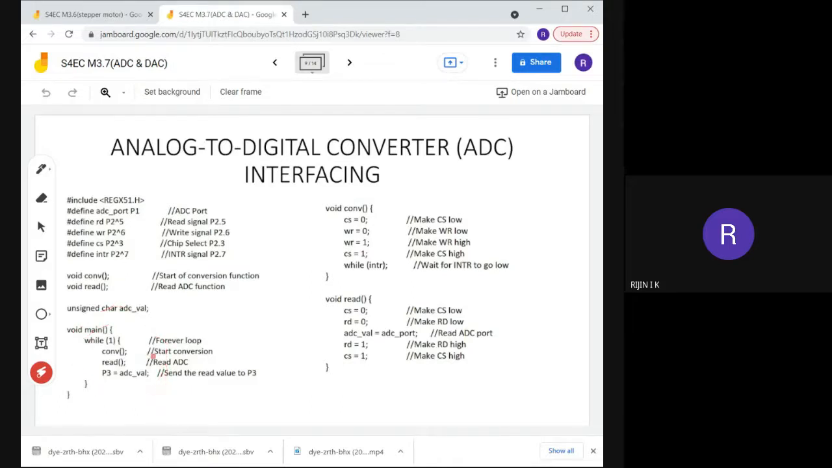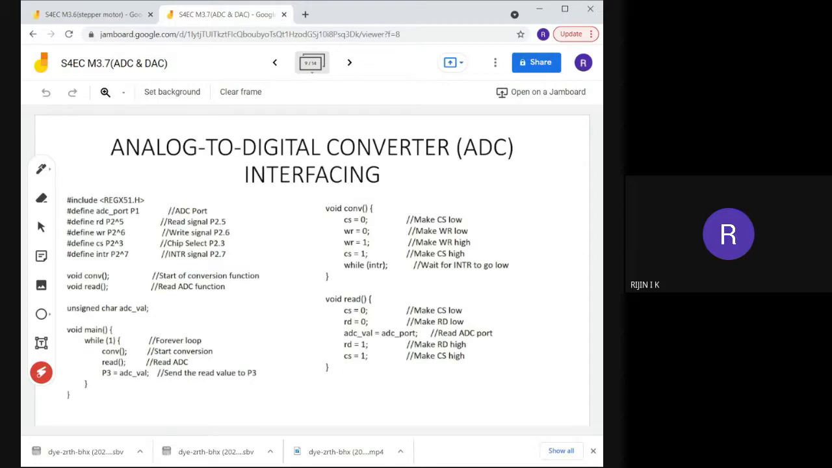First we will call the start conversion function, that means CONV. So this is the start conversion function. What we have to do, first we have to make the CS pin low. CS is the chip select pin. When CS pin is equal to 0, we will select the ADC chip.